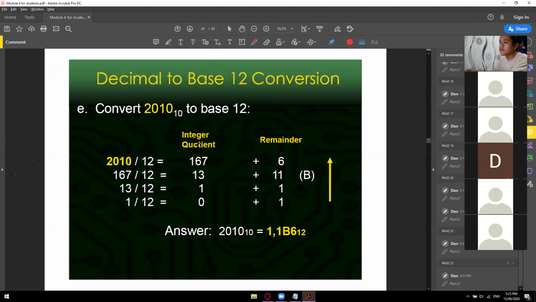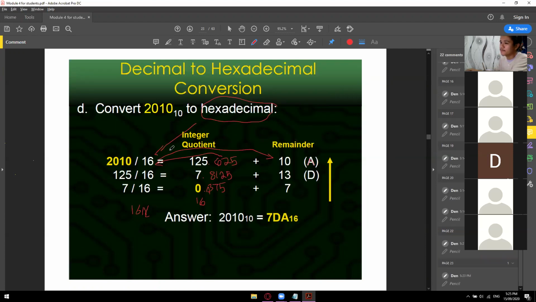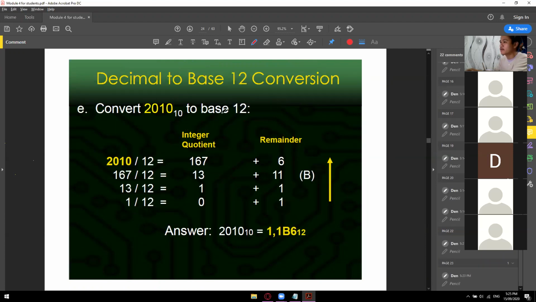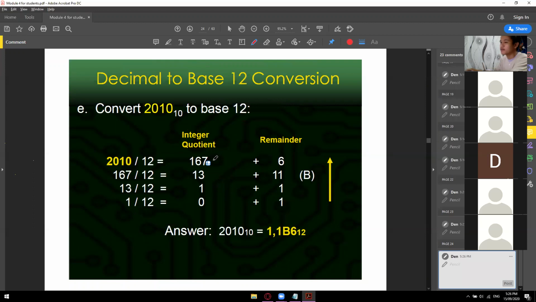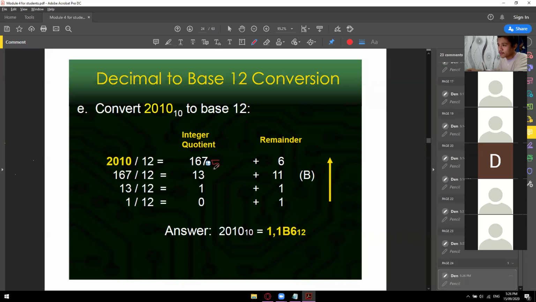Alright, so the next one is 2010 to base 12. So same process, instead of having a dividend of 16, we now have a dividend of 12. So 2010 divided by 12 is 167 point something. Anong point to? 0.5, sir. So 0.5 times 12, very obvious. So 0.5 times 12 is 6.